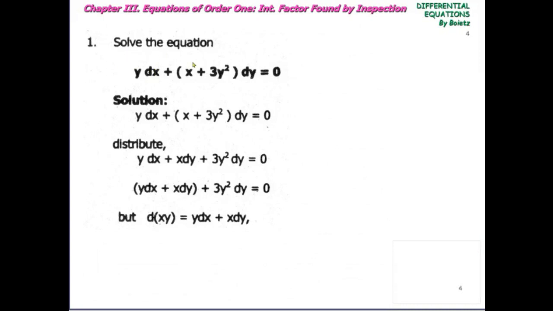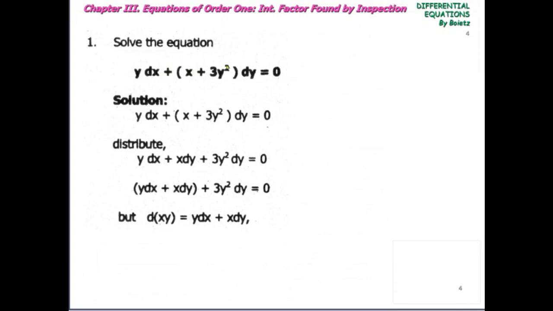So y dx plus quantity x plus 3y squared dy. So as you can see here, we can apply linear dito. This one is linear equation. That is linear in x, I think. Linear in x yan. Divide mo lang ng y tsaka dy. Magiging dx over dy plus x over y plus 3y, equal 0. So that is linear in x.